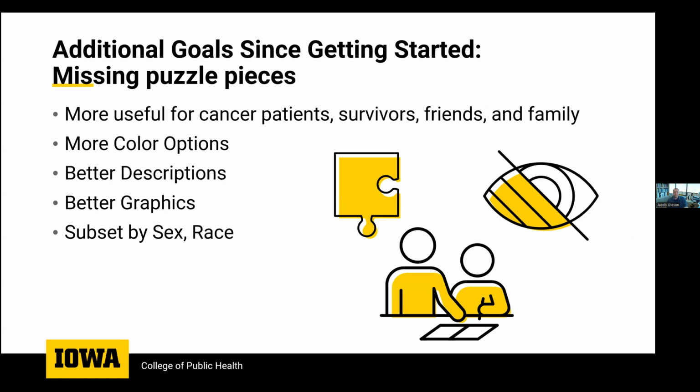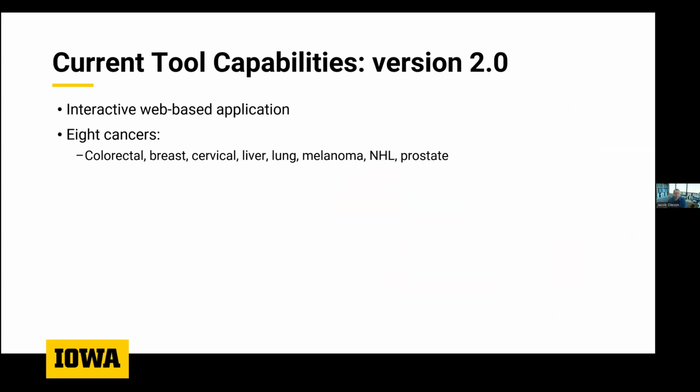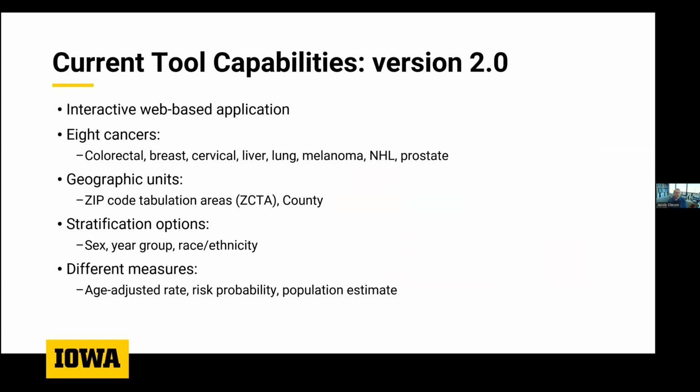So that's most of the statistical piece behind what we have. And then, what does our tool look like? Well, we have an interactive web-based application. There are 8 cancers that we have in our tool for Iowa. We have geographic units. You could select either a zikta or county. You can use either one. We stratify by sex and year on the website. We can run it by race, but for our model for now, we've removed that. And we have age-adjusted rate, risk probability, and a population estimate.